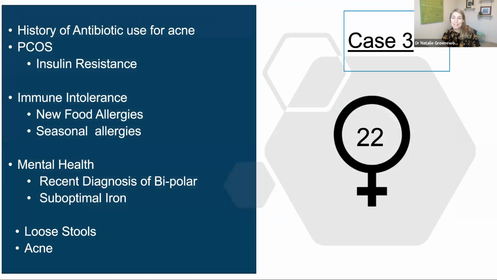All right, last case here. So this is a 22-year-old female, has a history of antibiotic use for acne, has PCOS and is insulin resistant, immune intolerant. So just is getting new food allergies all the time, has seasonal allergies, really affected mental health. So has a recent diagnosis of bipolar, suboptimal iron, loose stools, and acne.